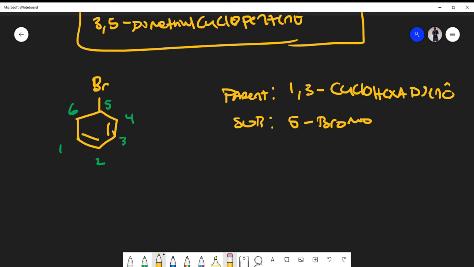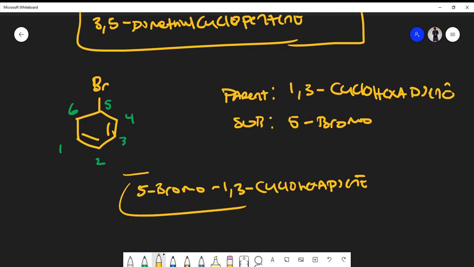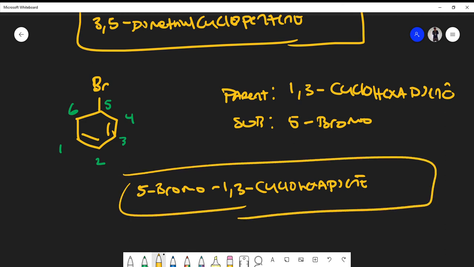So in this case, putting this all together, we say we have a 5-bromo dash 1,3 dash cyclohexadiene. This would be the IUPAC name for this molecule.